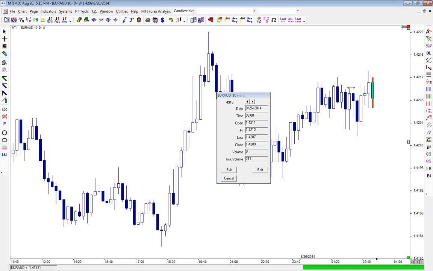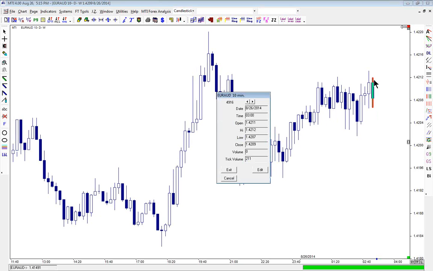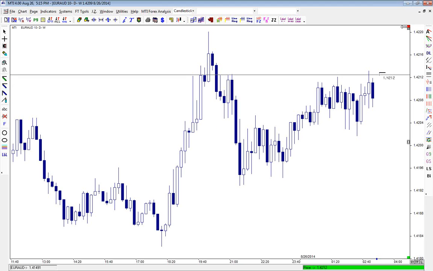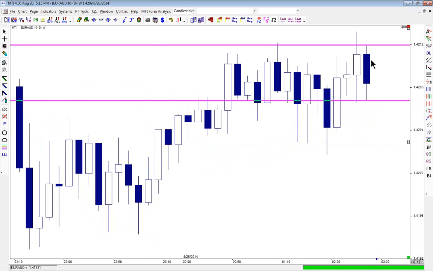What I'm going to be doing right now is taking a look at how to take advantage of this. Here's how you do it. Once you find that 3 a.m. candle and it closes, here's what you do. You take a line, a horizontal line above and below that candle, just like this. Okay?